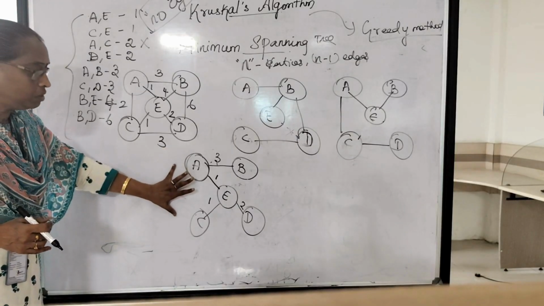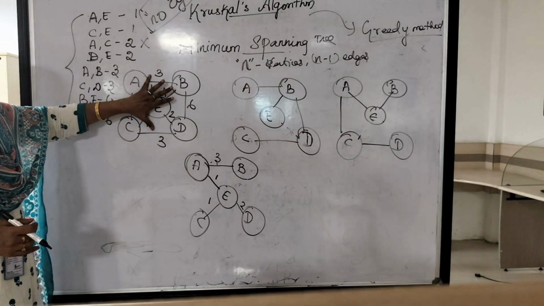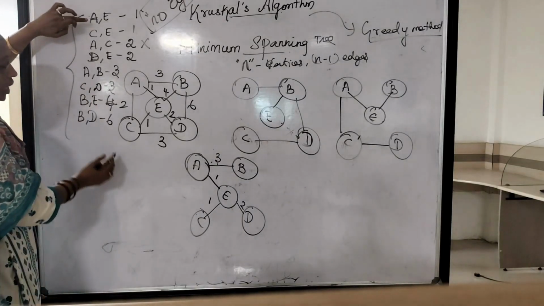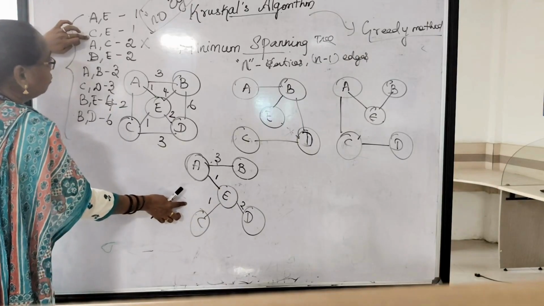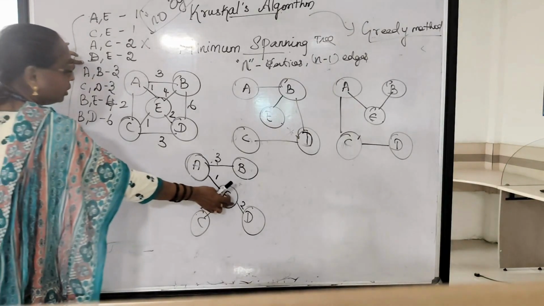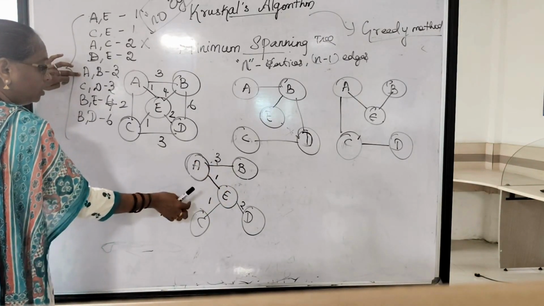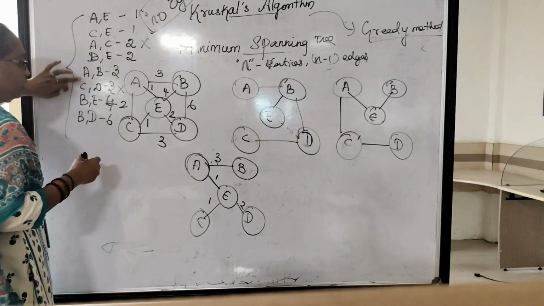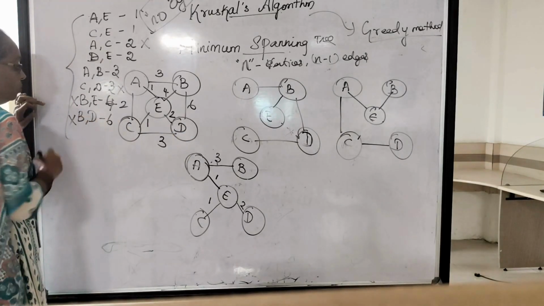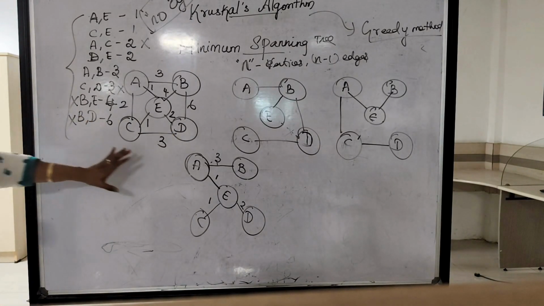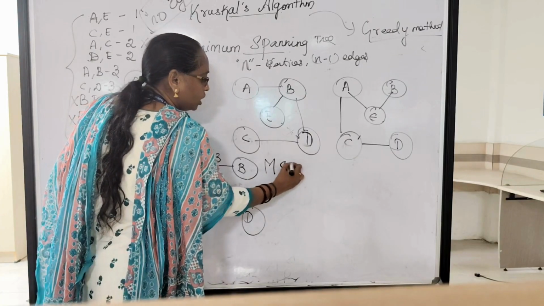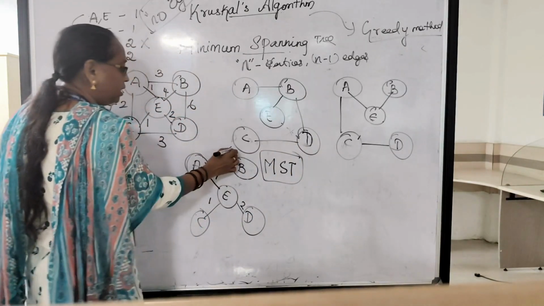So this is the minimum spanning tree for this particular graph using the Kruskal algorithm. I ignored a few edges. A to E I included, C to E I included without forming a cycle. A to C I cannot include because it creates a cycle. D to E I can include. A to B I can include. C to D will create a cycle, so I am ignoring this. B to E will create a cycle, so I am ignoring this. B to D is also creating a cycle, so I am ignoring this. So this is the minimum spanning tree, MST, using the Kruskal algorithm for this particular graph.